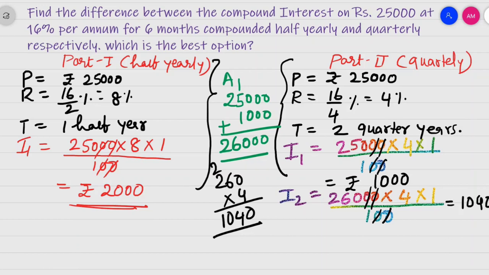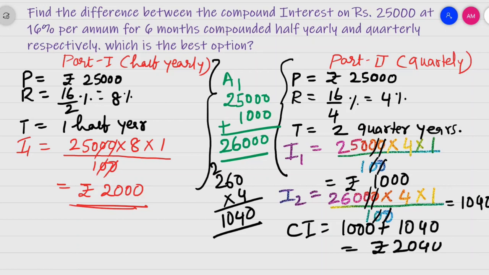Now children, see, after the first year the interest was 1000 and after the second year the interest was 1040. So total interest will be equal to 1000 plus 1040, that is equal to rupees 2040.